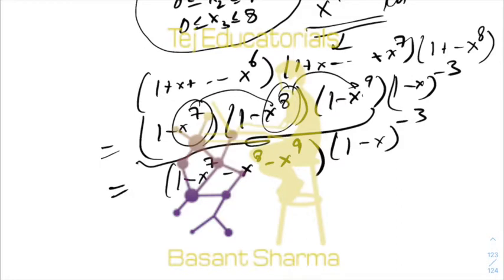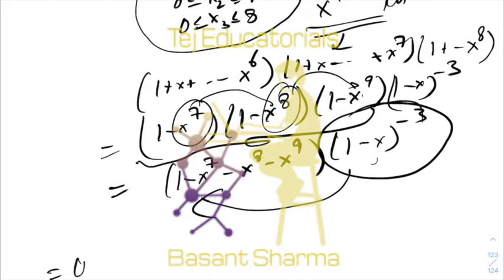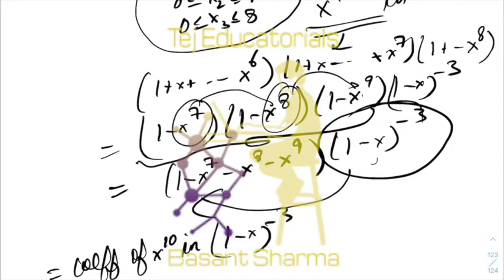All right. Now this is simple. Now just multiply this term with each of them. So this is nothing but the coefficient of x to the power 10 in 1 minus x to the power minus 3, minus, when x to the power 7 gets multiplied with this, the remaining is x to the power 3, minus the coefficient of x to the power 3 in 1 minus x to the power minus 3.